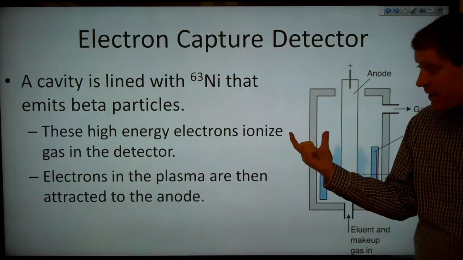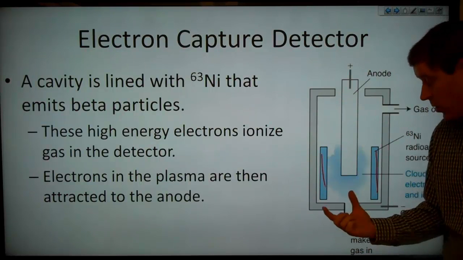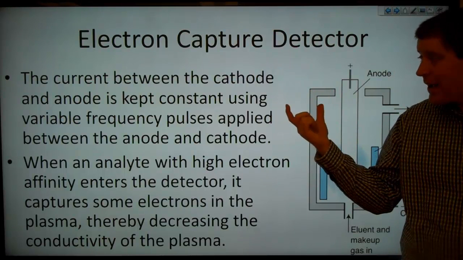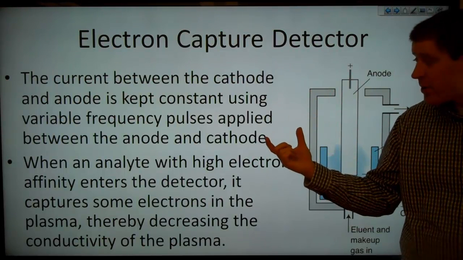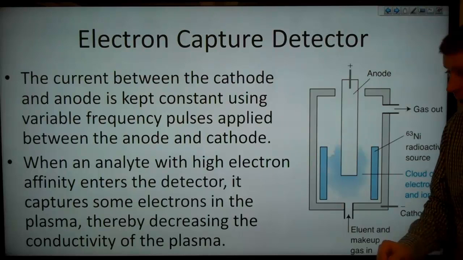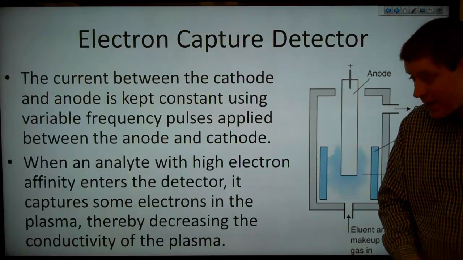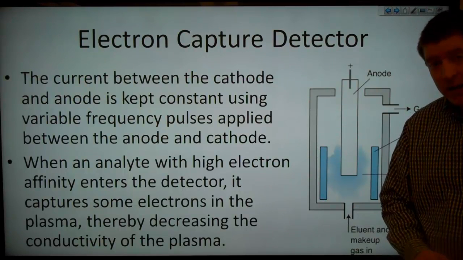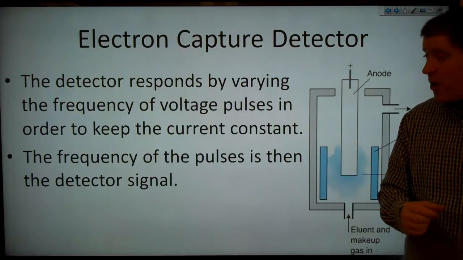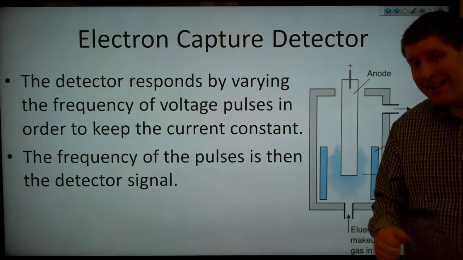And these high-energy electrons then ionize gas in our detector here, and those electrons in the plasma are then attracted to the anode here. Now, the current between the cathode and the anode is kept constant using variable frequency pulses that are applied between the anode and the cathode. And when an analyte with high electron affinity then enters the detector here, it captures some of those electrons in the plasma, thereby decreasing the conductivity of the plasma. And the detector responds by varying the frequency of voltage pulses in order to keep the current constant. And the frequency of the pulses is then the detector signal.